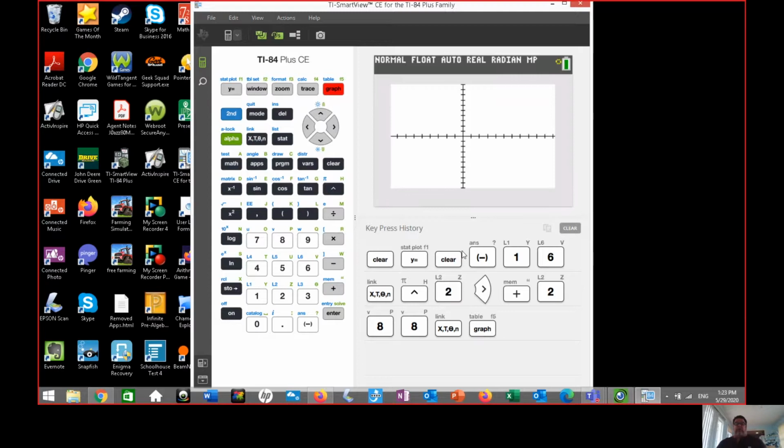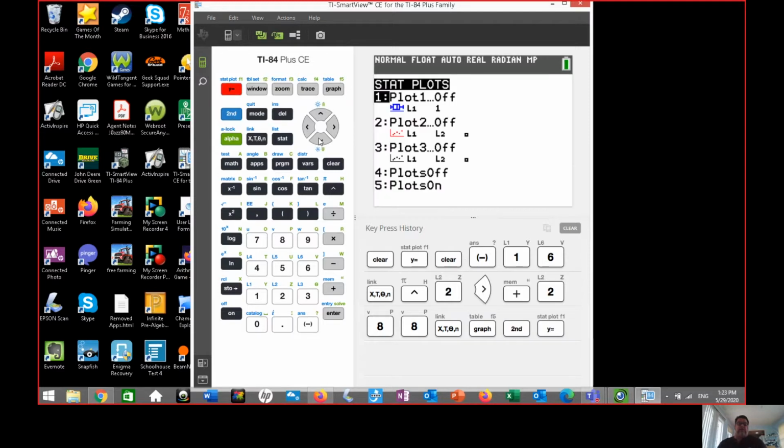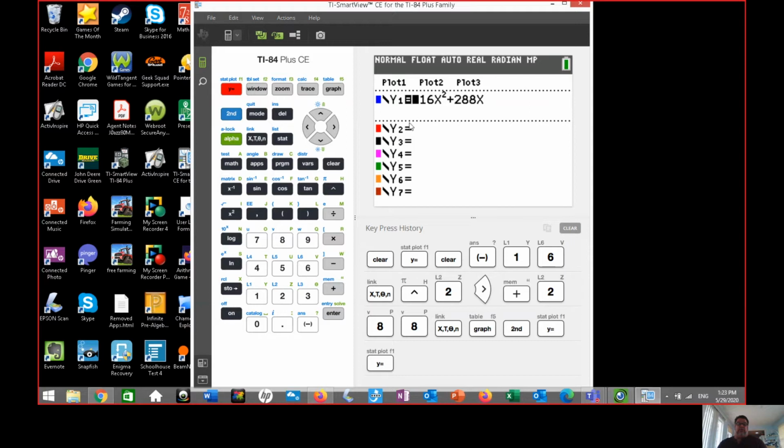And I want it in the first quadrant so you can see everything. I must not have done something right. Is that stat plot on? Hold on. Stat plot, all those are off. So I must have typed something in wrong. So let me check. Y equals, negative 16x squared plus 288x.